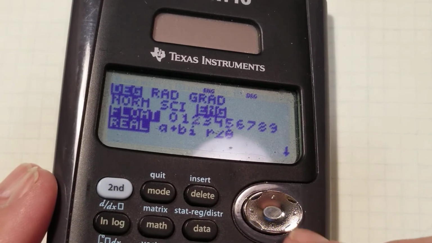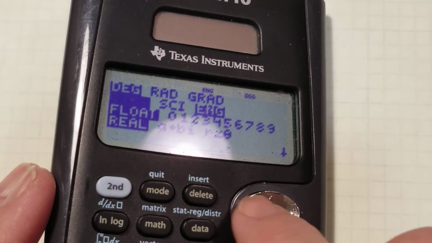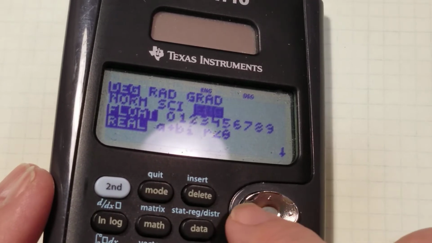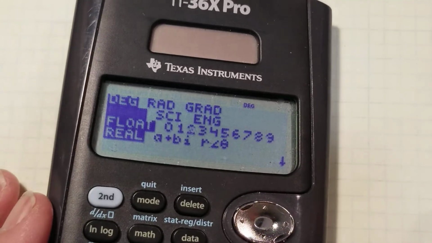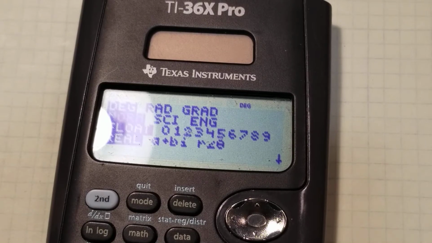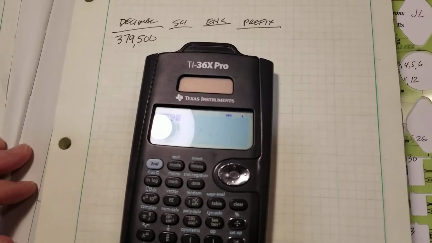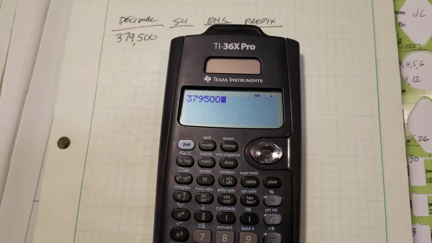So let's change this. We're going to toggle with this button, come down here and hit normal. To pick normal, I just hit the enter button. It goes to normal. Now we enter the number we have here, 379,500. When I hit the enter button in the bottom right corner, it just shows it as a number.